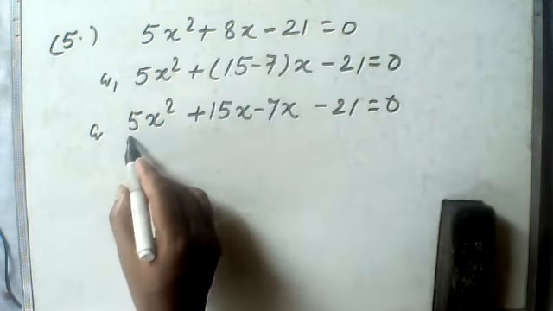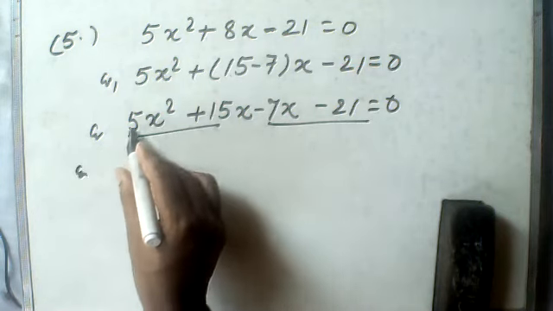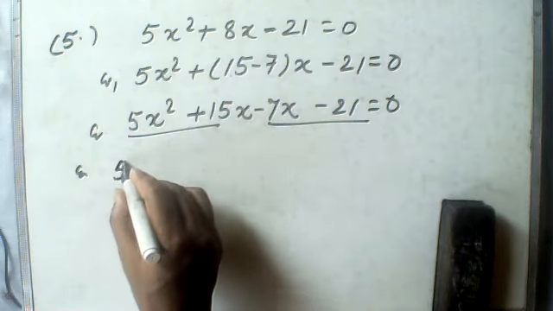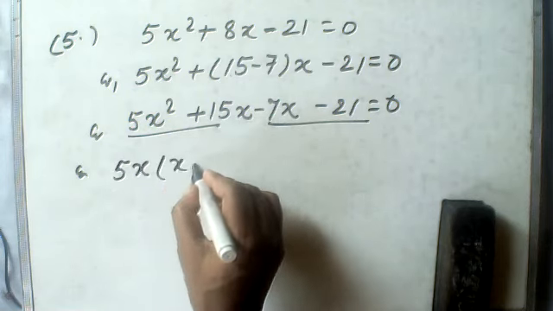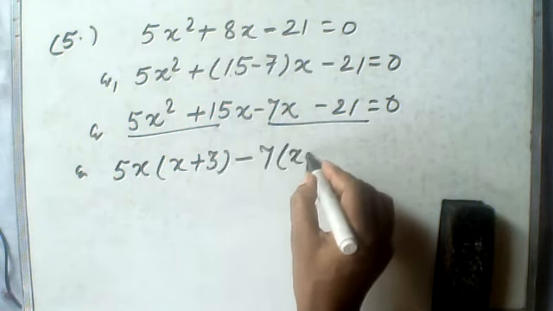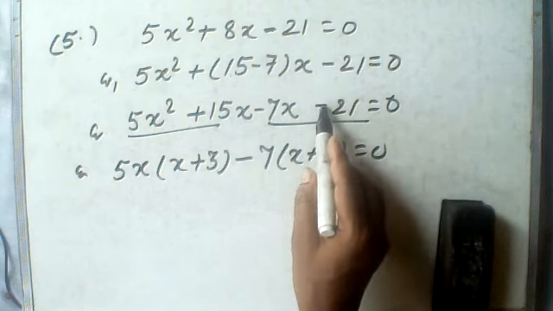Now take the common in the first and second term, or 5 into x into x, this is 5 into 3 into x. So 5x is common, and x plus 3 remains there. Minus 7 is common, x plus 3 is equal to 0. If minus is taken common, there will be plus.